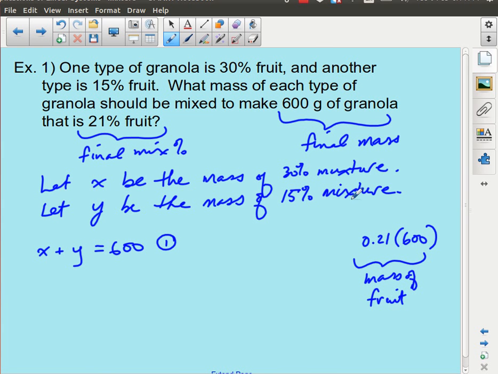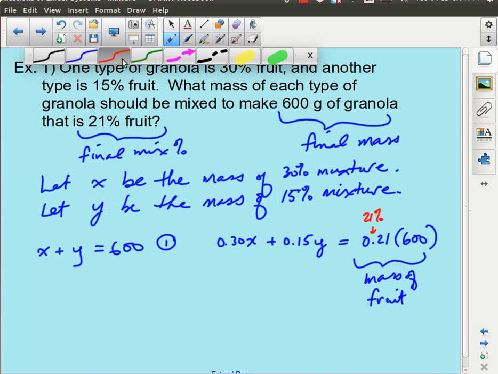The 0.21 came from 21%. And as I said in our first slide, you can represent a percentage as a decimal. Now, if that's my final mass of fruit, how much did mixture number 1, the 30% mixture, contribute? It contributed 0.30 multiplied by the mass of the 30% mixture, which is x, plus 0.15 multiplied by the mass of the 15% mixture, which is y.